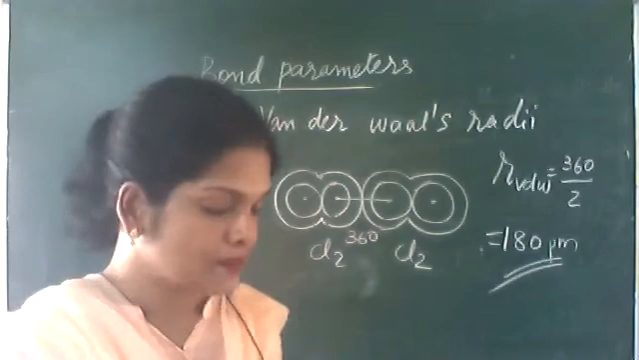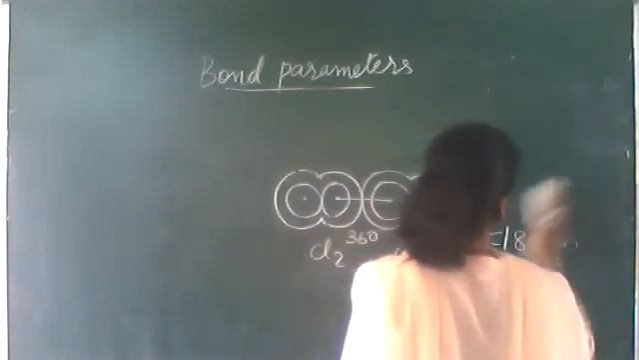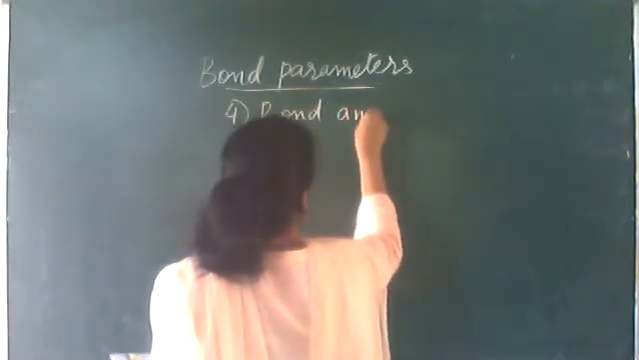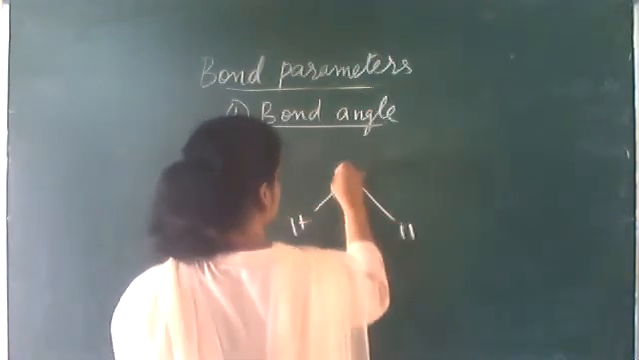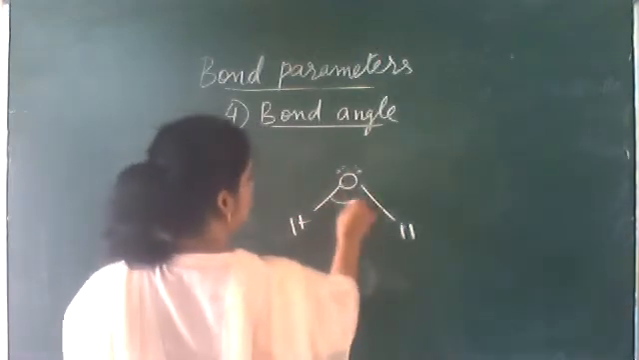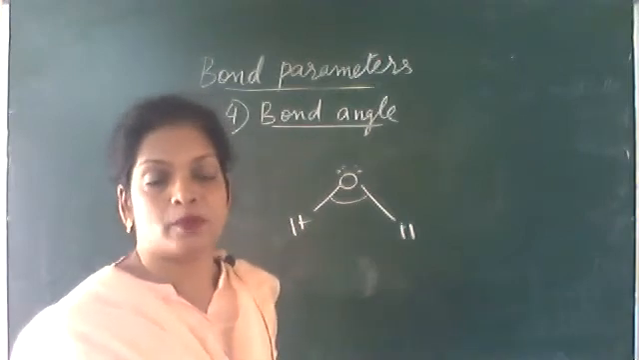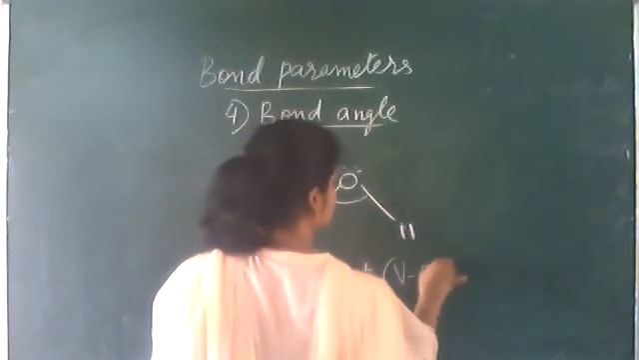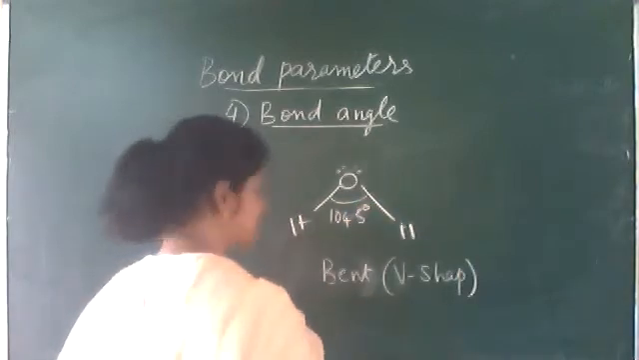Next bond parameter is bond angle. Number 4, bond angle. In H2O, the angle between two bonds is called the bond angle. The molecule has a bent shape or V shape. So the angle 104.5 degrees is the bond angle.